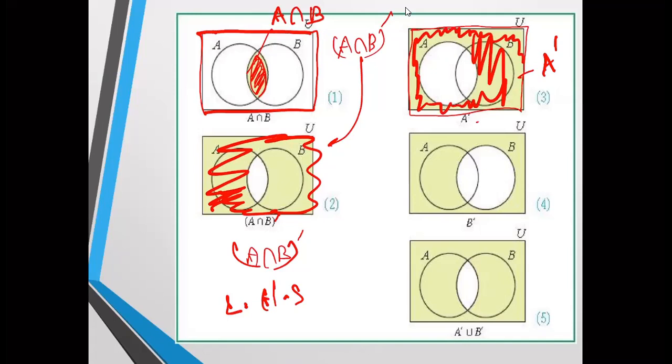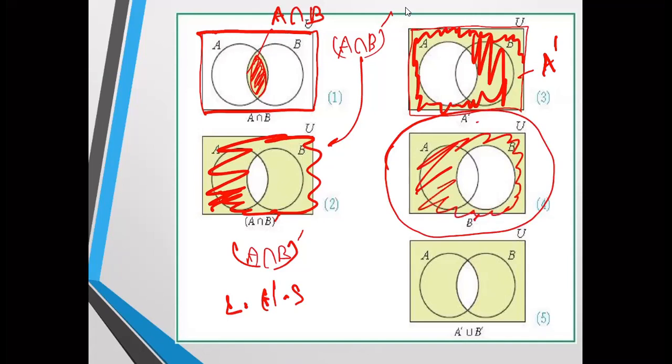Now consider the second diagram, this one. Here we have shown B dash, or B complement. All the elements in the sample space except B, right? B dash. Here we have represented A dash and B dash.